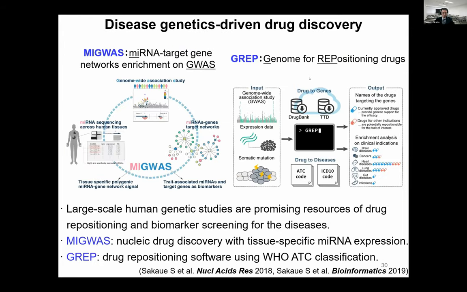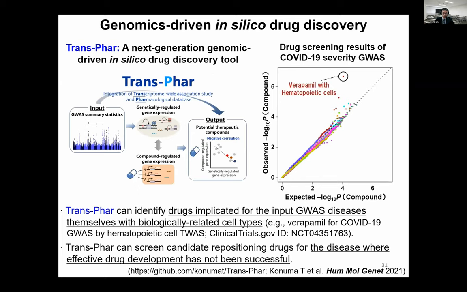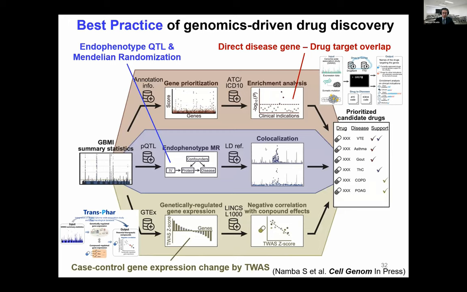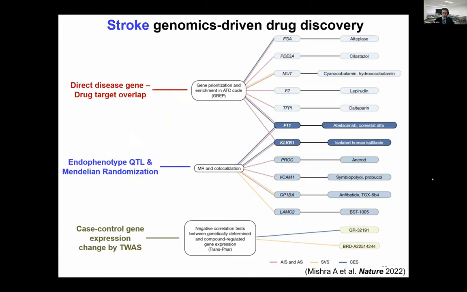Our group has been making some tools to prioritize. We have made some tools like MyGWAS or GRAPS, or something like this. These kinds of tools are GWAS-driven approaches to find new drug candidates. Especially, we have published some best practices of genomics-driven drug discovery in the era of global biobank collaborations. We have shown how a combination of multiple methods is effective to prioritize drugs from GWAS results in the biobank era. And our approaches are surely effective.